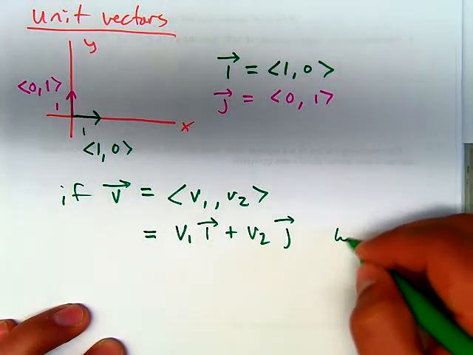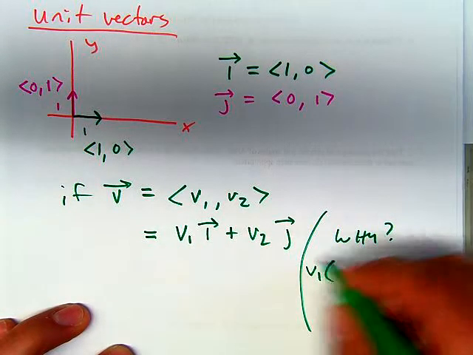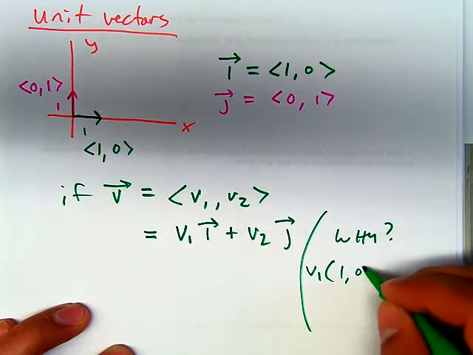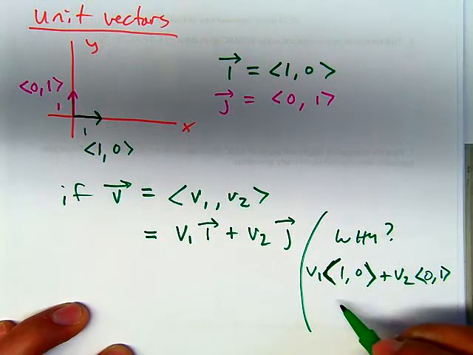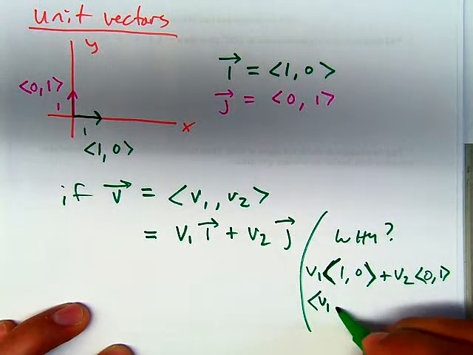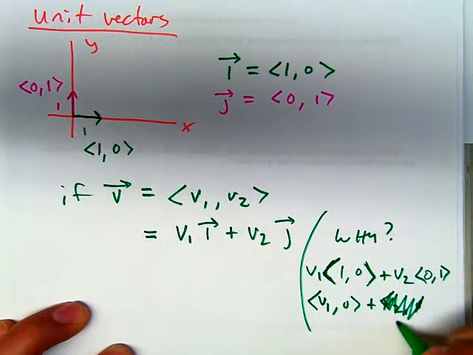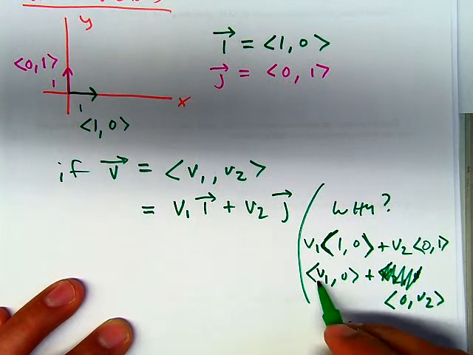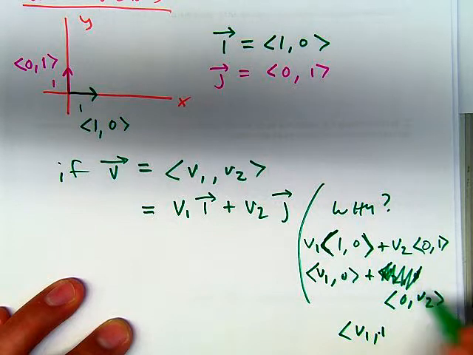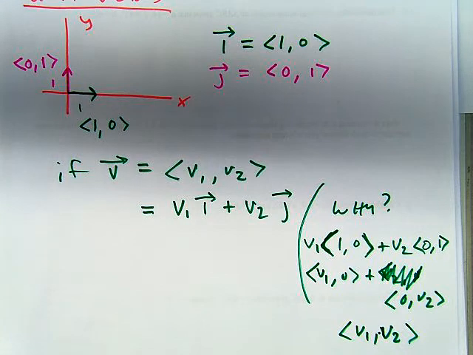Okay, and if you don't see why this works, a quick verification: v1, the unit vector i is 1, 0. v2, the unit vector j is 0, 1. If you actually perform the scalar multiplication, you get v1, 0 plus v2, 0, or 0, v2. And then now when you add these two vectors together, v1 plus 0 is v1, and 0 plus v2 is v2. So, I mean, you get the same vector again. Okay, so it's pretty straightforward.